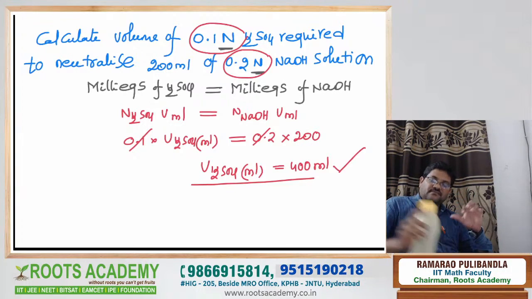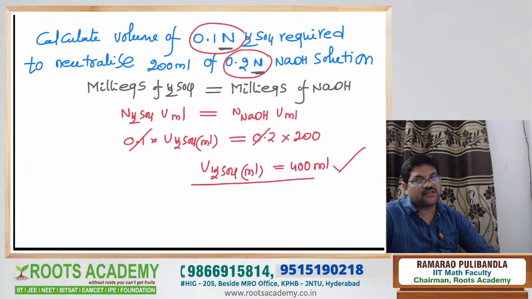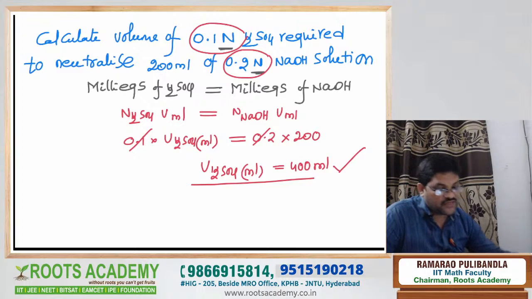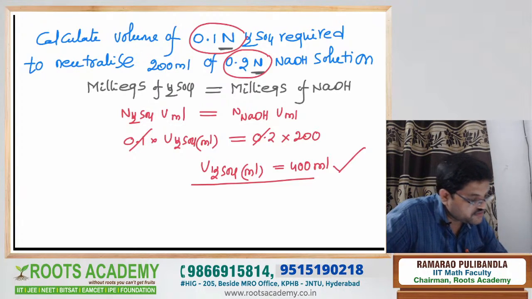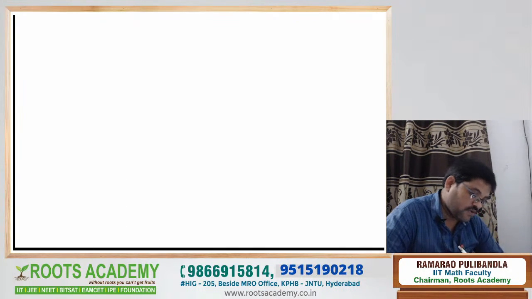Milli equivalents of sulfuric acid is equal to milli equivalents of NaOH. From that, normality into volume of sulfuric acid in ml equals normality of the NaOH into volume of the NaOH in ml. You get the answer. Answer the next question. Calculate the volume of, see the question. It may be given for 4 marks.